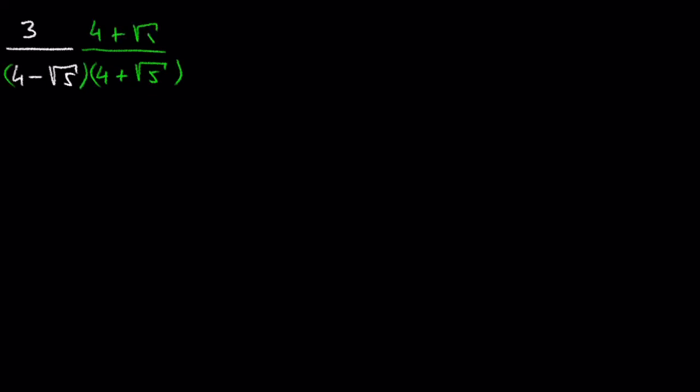Let's look at some examples where we have to multiply with the conjugate of the denominator to make the denominator rational. 3 over 4 minus the square root of 5. The conjugate of 4 minus the square root of 5 is 4 plus the square root of 5. Don't forget the parentheses here.